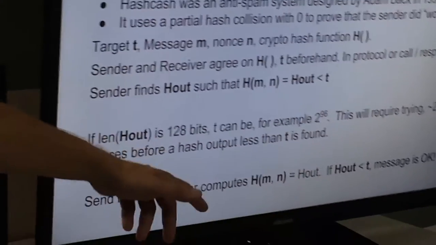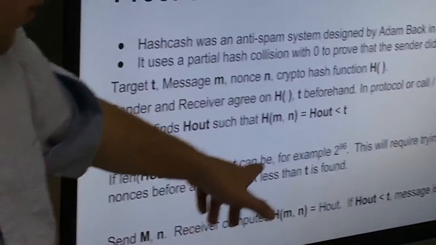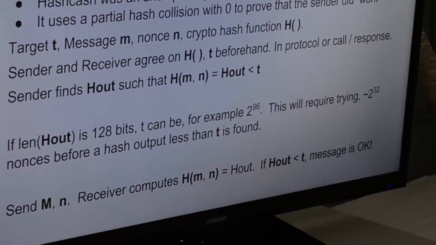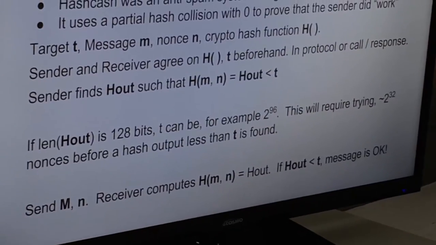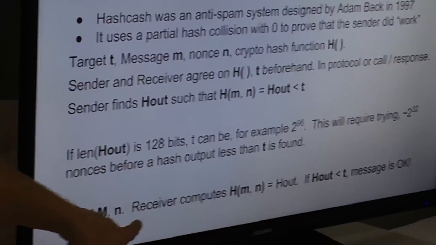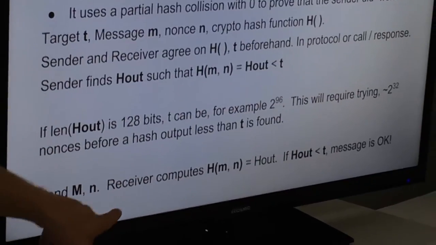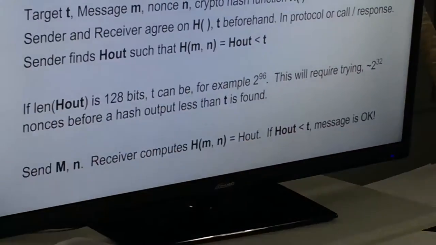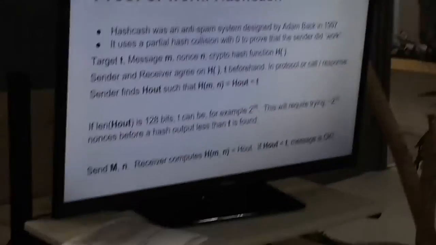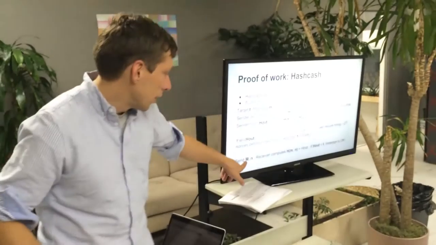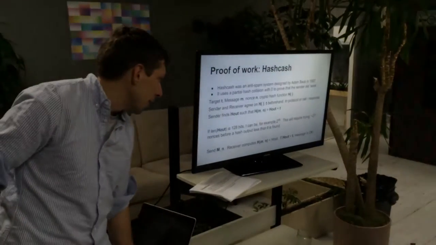So let's say the hash is a 128-bit hash function, and T can be maybe 2 to the 96. That means you're going to have to try, on average, 2 to the 32, or 4 billion nonces before you find one that takes your message hash output down low enough. So you send the message, you send the nonce. You don't have to send the hash output because there's no point in doing so. The receiver then computes the hash of M and N and sees, okay, if H out is less than T, this message is okay. He did 4 billion pointless computations to give me this number N using this message M. And I will now accept this message.